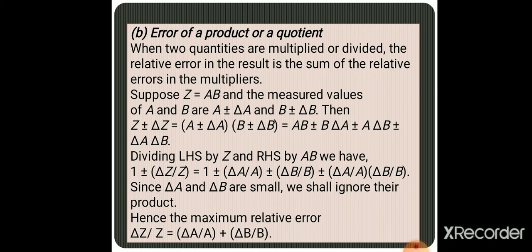Since delta A and delta B are the errors in the measurement of A and B, which are very small, their product will be still smaller. Hence, we shall neglect the last term. Hence, the maximum relative error in the measurement of Z is equivalent to AB is given by delta Z by Z is equivalent to delta A by A plus delta B by B. Here, we need to consider only the final result.